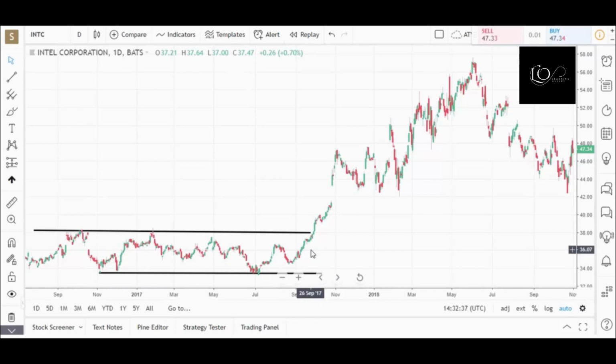This is an example of how important it is when a long-term support or resistance level is broken. So when the stock broke through this resistance level, right around $38, you can see the stock then made a huge move to the upside, eventually reaching right around $57. So the stock had been trading in this range or consolidating for over a year, and when the stock broke through resistance, it made a large move.